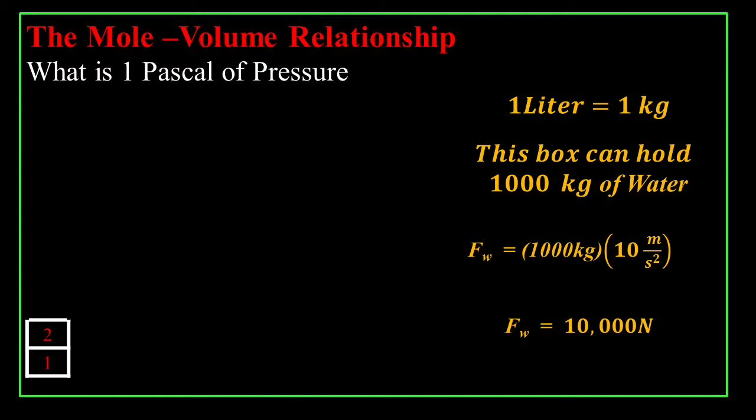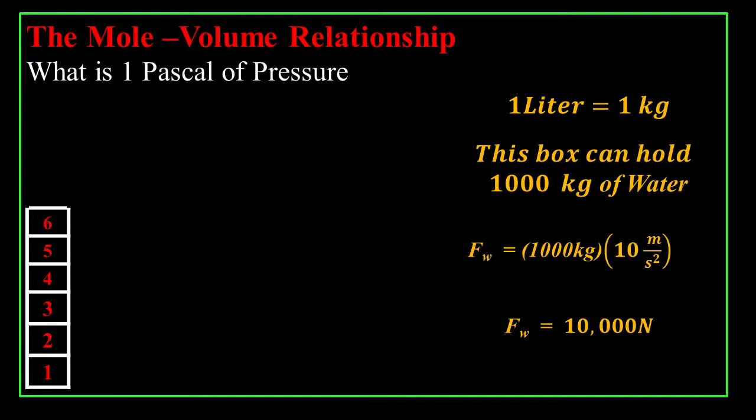10,000 newtons per square meter. Okay, so it's going to be 1,000 kilograms times 10, which is 10,000 newtons, over 1 square meter. A 1 cubic meter box has a pressure on the floor of 10,000 newtons per 1 square meter.